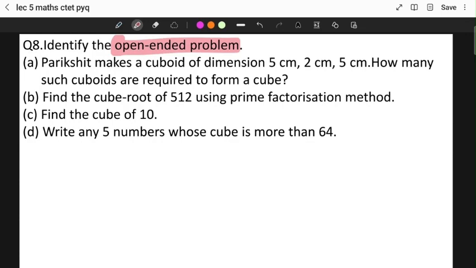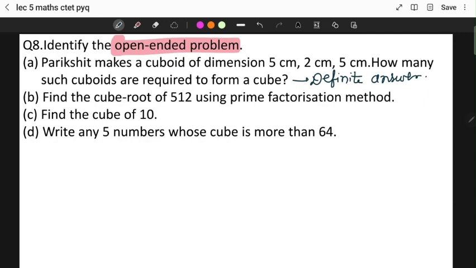The second option is: find the cube root of 512 using the prime factorization method. Option C is: find the cube of 10. Option D is: write any 5 numbers whose cube is more than 64. If we find the first answer, we can clearly say that it is going to be a precise, definite answer. We are going to get a definite answer from the first option.